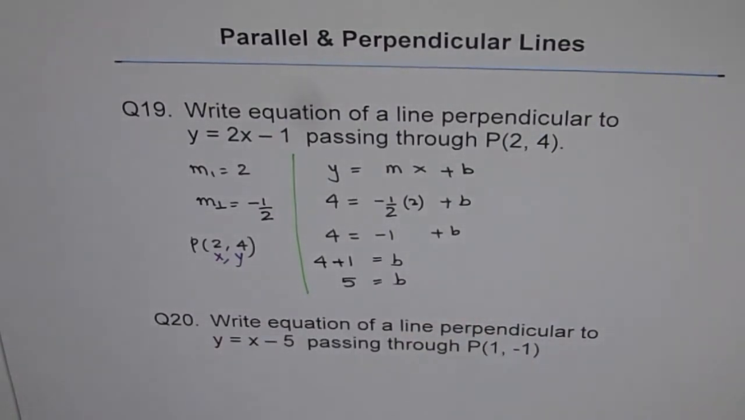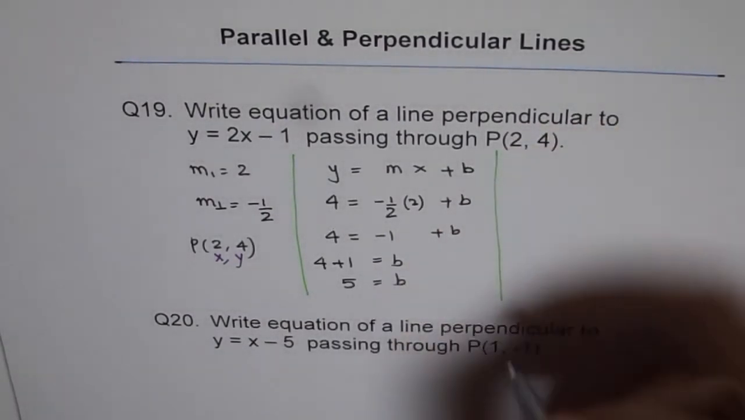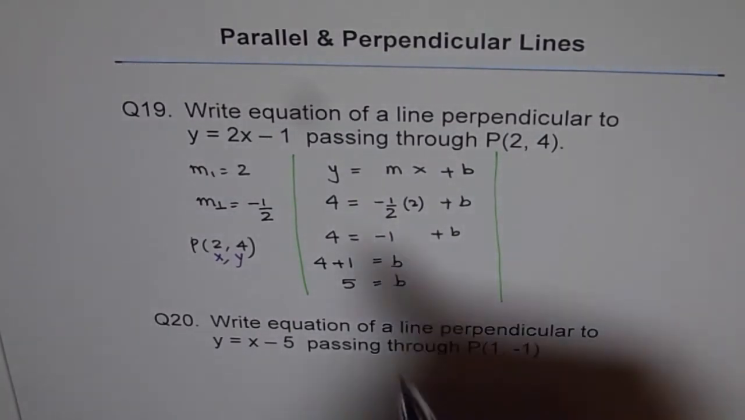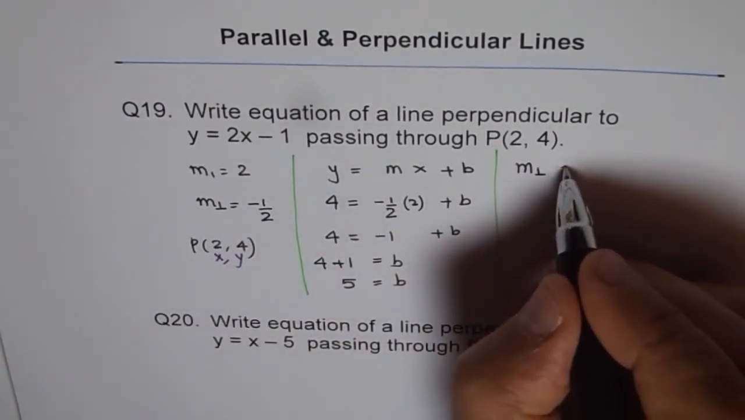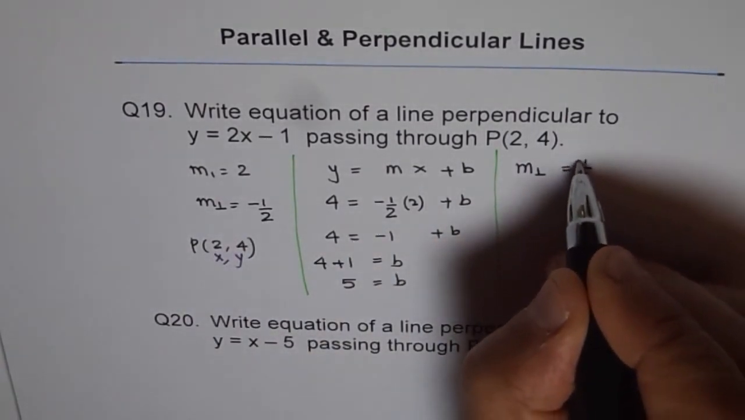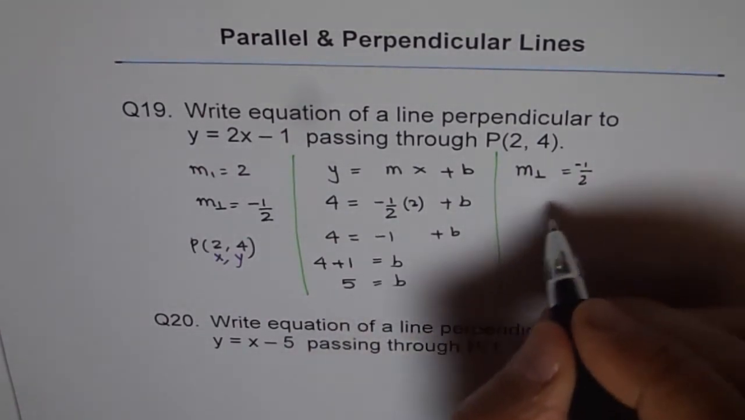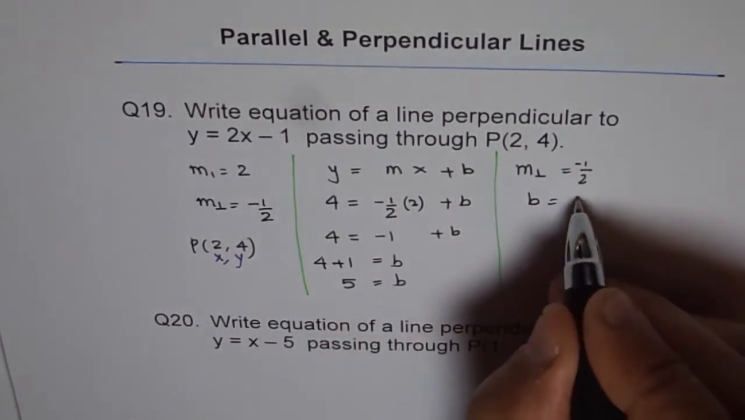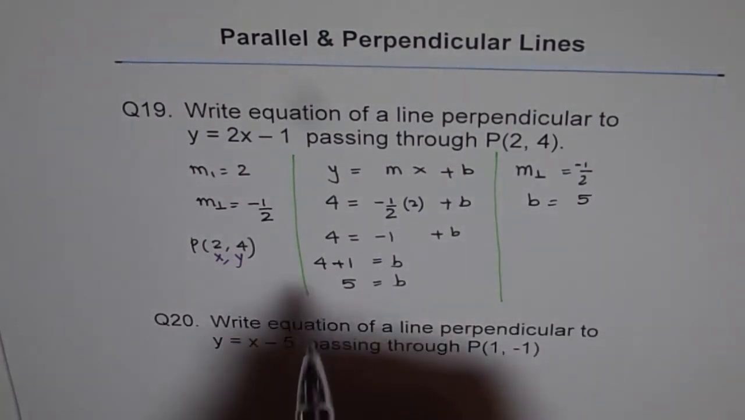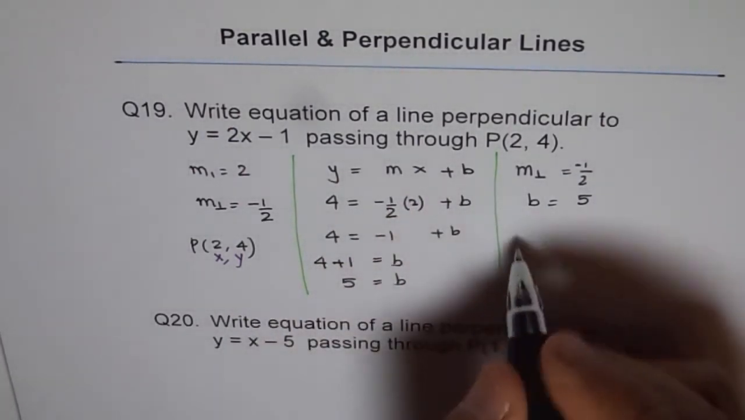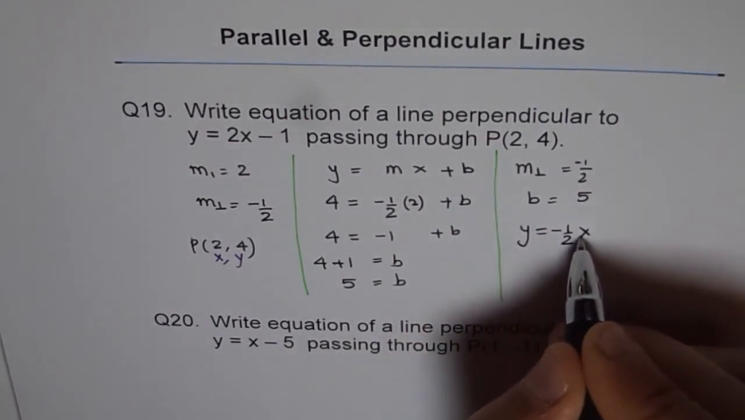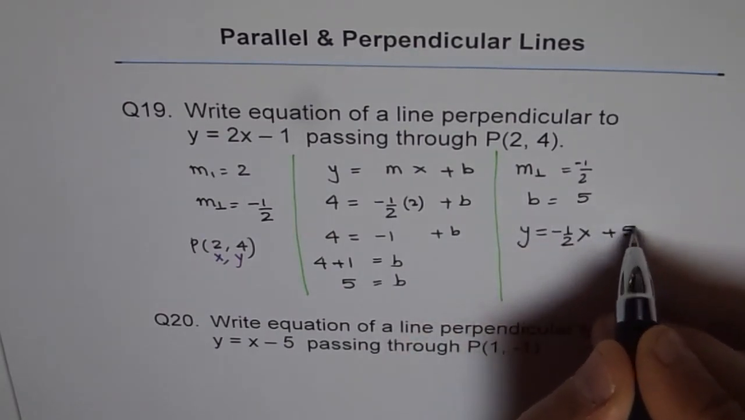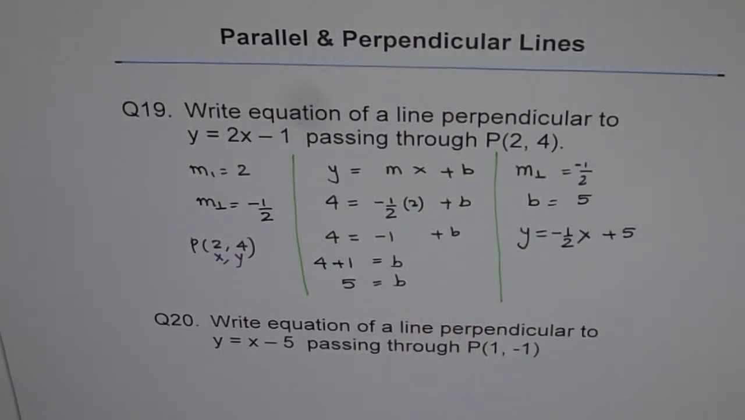So we know b. So we know everything required for the line. For example, here we know m, the perpendicular line slope, is how much? Minus half. Okay, minus half. And b is how much? 5, correct? And therefore, what should be the equation? y = mx + b. So I'll write y = m is minus half, so -1/2 x + b, which is 5. So that is done, and we have written the equation in slope-intercept form.